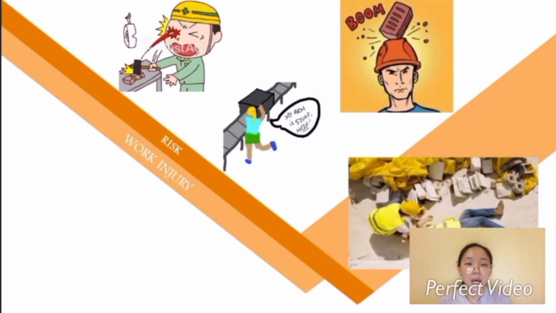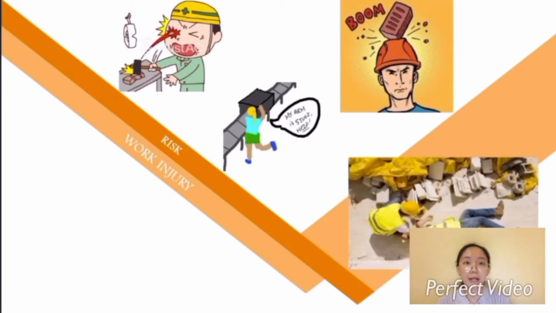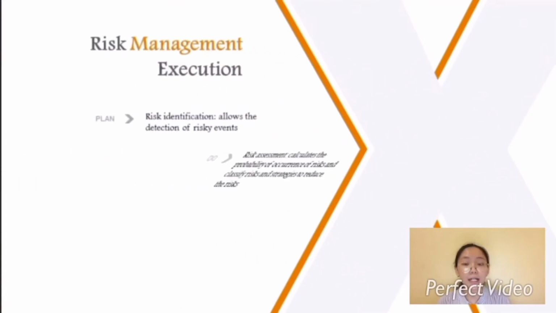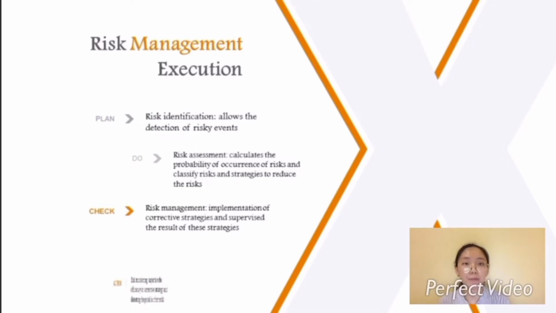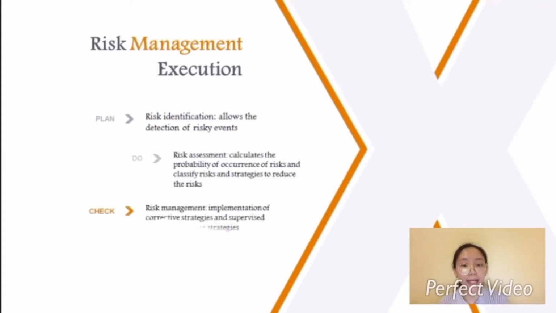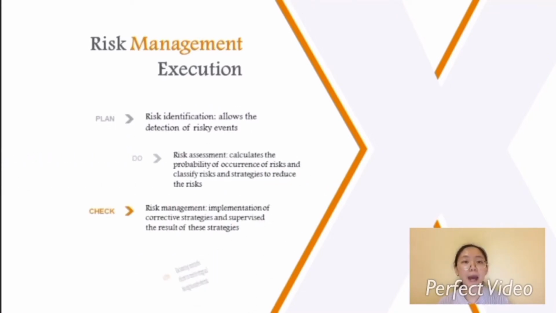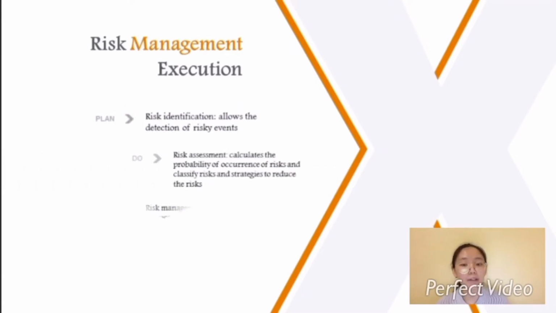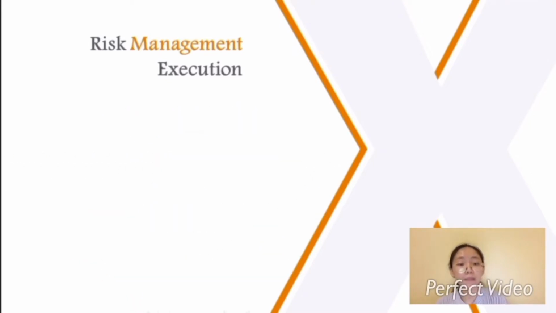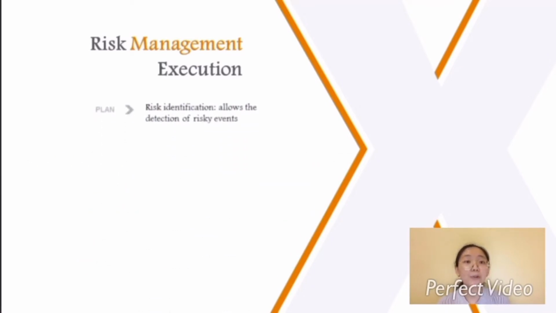But if one asks me, how do you overcome this problem if the accident has already happened and you can't do anything with prevention anymore? The answer is simple. The company has to do risk management, where risk management itself is executed in these four steps. Firstly, plan, which is risk identification, where it allows you to detect the risky events that may happen in the work field in the company. The second one is do, where you do a risk assessment, where people calculate the probability of occurrence of the risk and how to reduce the risk.